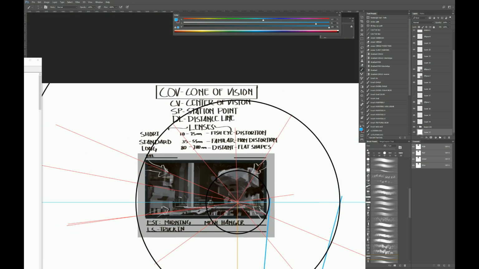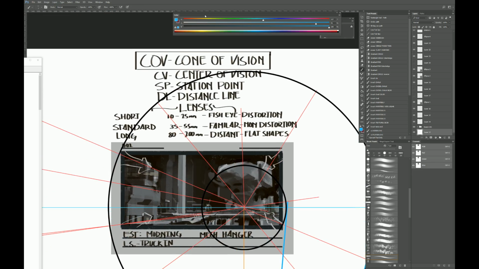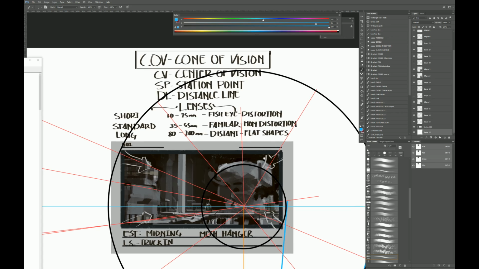So let's recap at the very beginning. We talked about the cone of vision only existing within the center of vision, station point, and distance line. So those all have to remain the same for the cone of vision to work. And how, when I foreshorten space based on those specifics, I will either get a short, a standard, or a long lens. A short lens is between 20 and 25 millimeter. We get fisheye distortion. Standard lens is between 35 and 55 millimeter. It's familiar, not a lot of distortion. And a long lens is between 80 and 200 millimeter. It's distant and it has flat shapes.